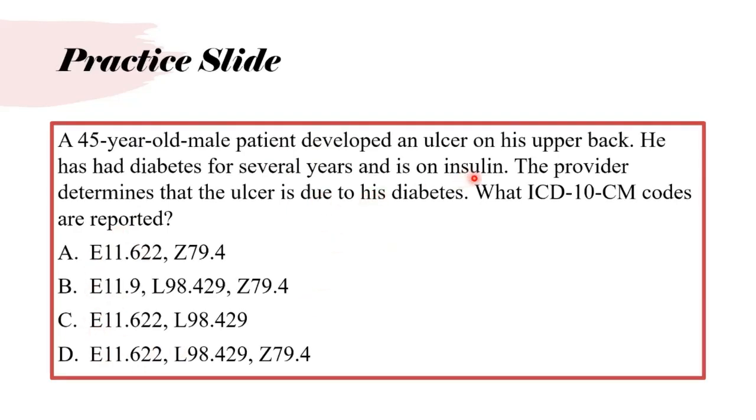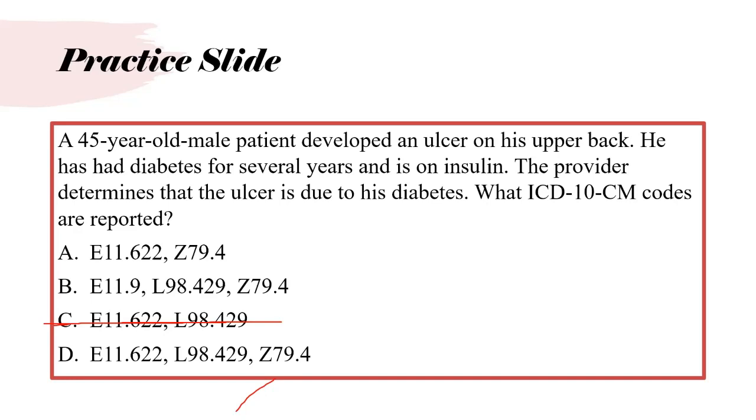We also see this patient is on insulin. And we learned that for type 2 diabetics, we do code the insulin. The insulin would be coded with Z79.4. We can see that A, B, C doesn't have Z79.4. D does. So because the insulin isn't reported, we cannot use C because it failed to report the insulin.